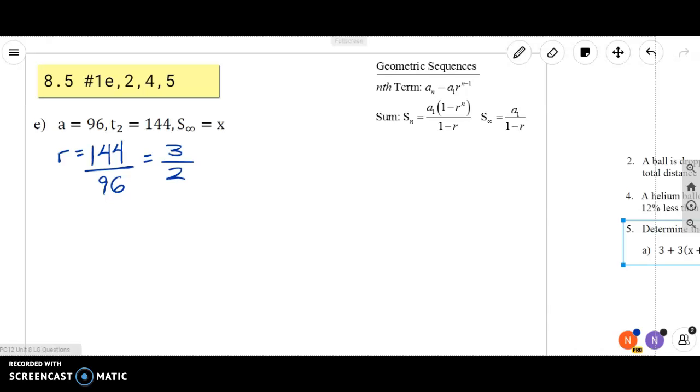Now, normally we would just go ahead and use our equation for infinite sum and calculate that. However, my r value actually won't allow me to do so. Because I have an r value that is bigger than 1, the infinite sum of this is actually infinity.